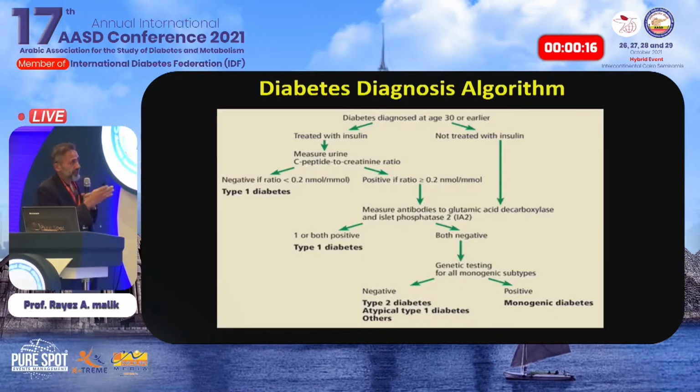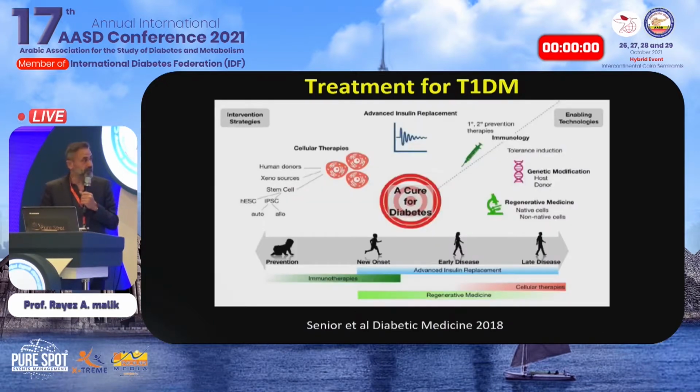So, to finish off, the diabetes diagnosis algorithm: if you have a patient with diabetes diagnosed at the age of 30 or earlier and treated with insulin, measure the urine C-peptide to creatinine ratio. If negative, type 1 diabetes. If positive, you have to think about measuring their antibodies to GAD and islet phosphatase, to recognize whether or not they've got type 1 diabetes or both. And then if both are negative, you need to think about genetic testing. I think I'll just finish there. I think I've run out of time anyway, so that's probably enough. Thank you.